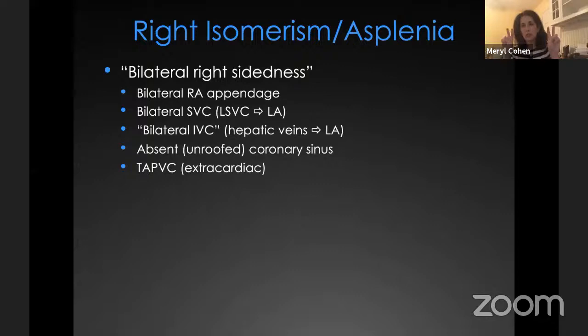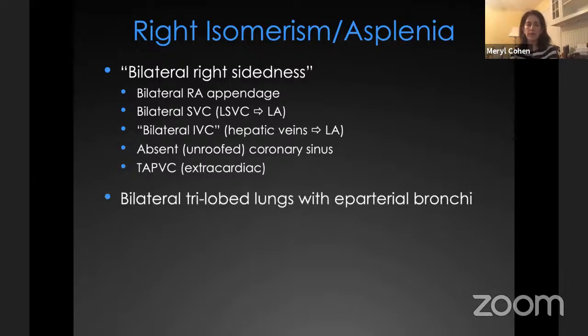And we use the term bilateral inferior vena cava because the patient typically will have an inferior vena cava coming to the right atrium, but they will have hepatic veins that separately come to the left atrium. Again, absence or unroofed coronary sinus. And now, because the patient doesn't have a left atrium, the pulmonary veins don't connect back to the heart because they can't connect back to a left atrium. And so many of these patients will have total anomalous pulmonary venous connection, extracardiac type.